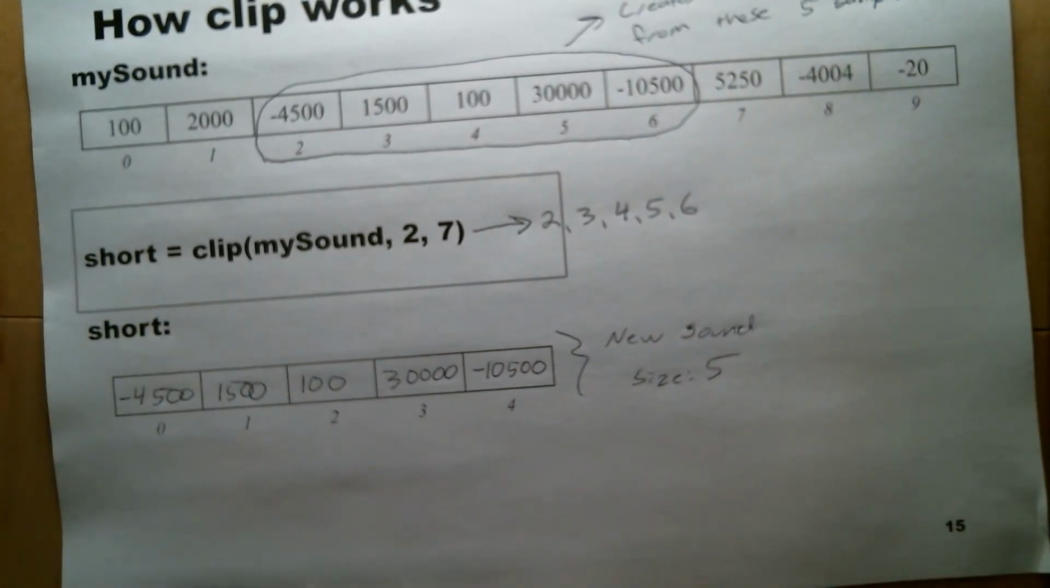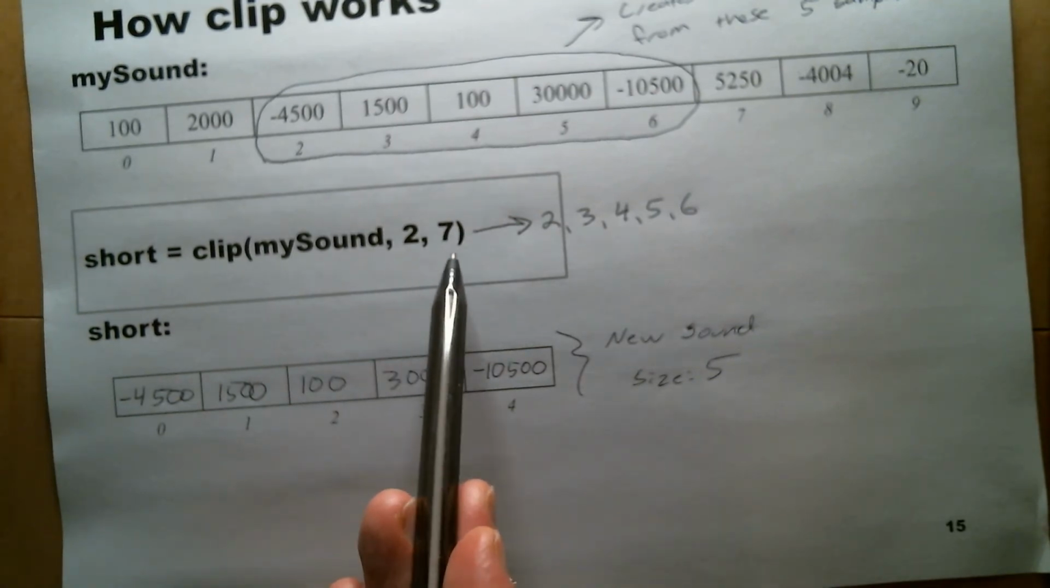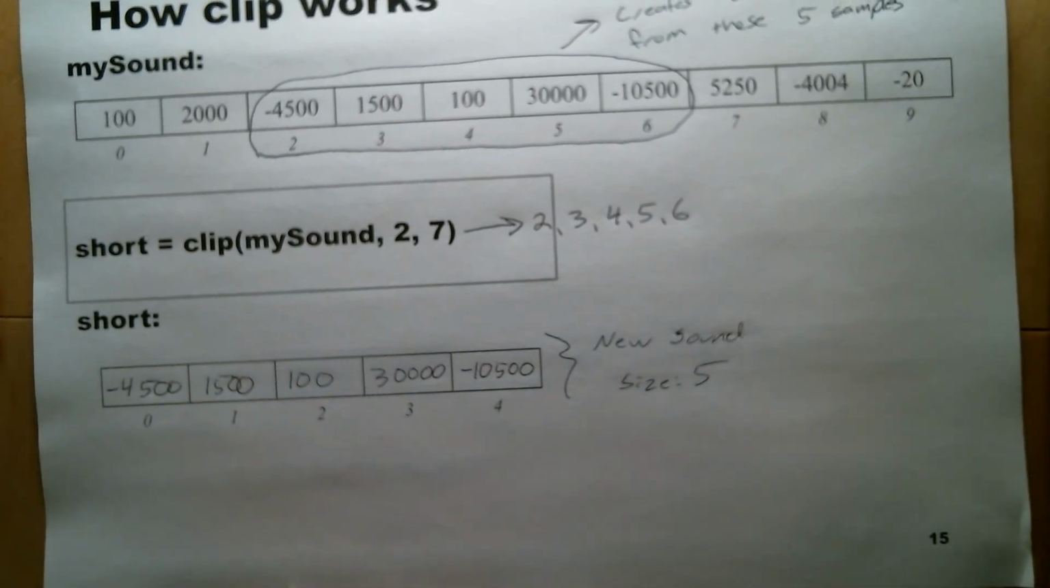All right. Main thing to remember, the main thing that can trip you up is just remembering that 2 to 7 is really only giving you 2, 3, 4, 5, and 6. That's probably the most common mistake that kids are going to make when trying to figure out or analyze what this is actually doing. All right. So this is clip.